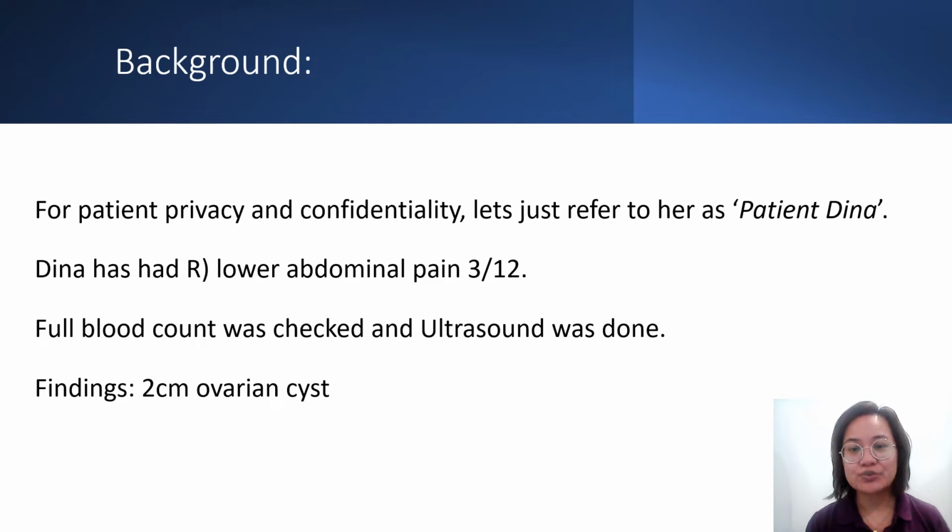So let's just revisit her background and history first, okay? For patient privacy and confidentiality, let's just refer to her as patient Dina. Dina has had right lower abdominal pain from 3 months ago, wherein her full blood count was checked and an ultrasound was done. The finding at that time was that she has an approximately 2 centimeter ovarian cyst on her right side.